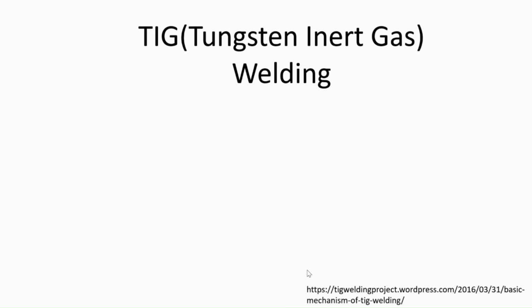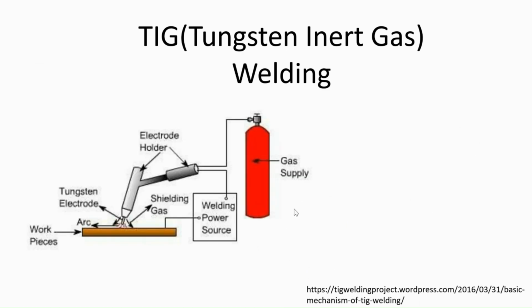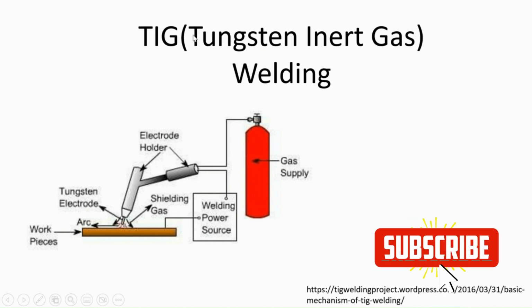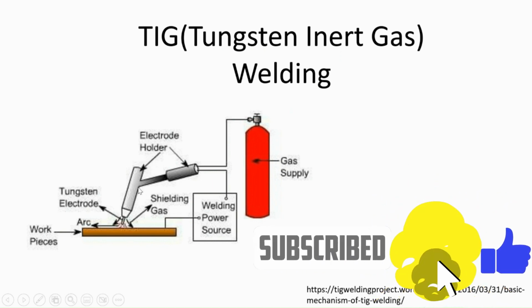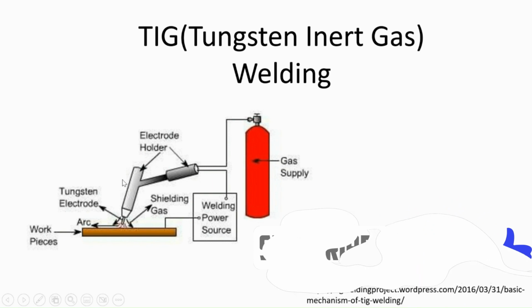So now we can move to TIG welding. TIG welding is tungsten inert gas welding. Here, tungsten is the electrode we are using. That is why it is called TIG.